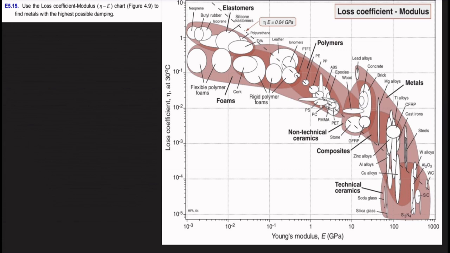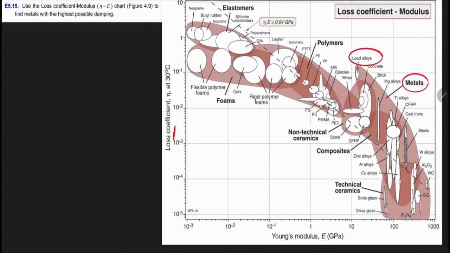So for question 15, this is an easy question as well. They're telling us to use this chart to find metals, only metals, that have the highest possible damping. So if you come to this chart, any material with a high loss coefficient has high damping. We're looking for the family of metals, with high values of loss coefficient. The first material that we have is lead alloys.